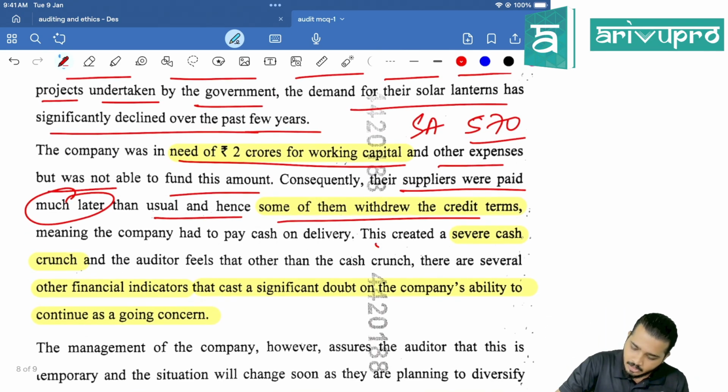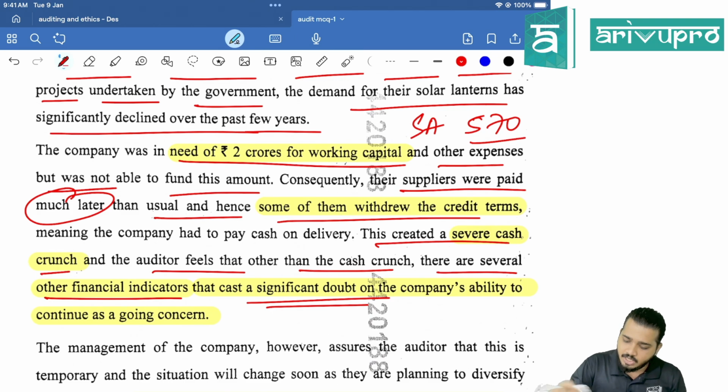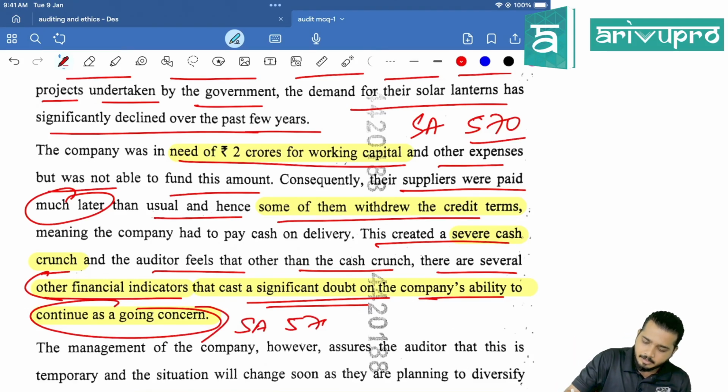Okay, then this created a severe cash crunch, and the auditor feels that other than the cash crunch, there are several other financial indicators that cast significant doubt on the company's ability to continue as a going concern. This is what I call the SA 570 flavor.